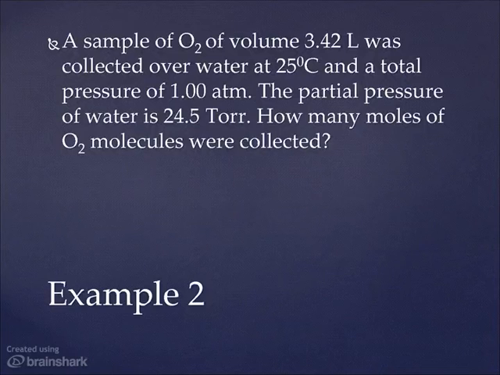Now when it says that it's collected over water, it's basically saying that you have a mixture of water vapor and also O2 within this particular container. So by having the total pressure of the container and by having the partial pressure of water, you are able to figure out the partial pressure of O2 from that. Once you find the partial pressure of O2, then you can figure out the moles of O2 using PV equals nRT, which we'll deal with in a second.